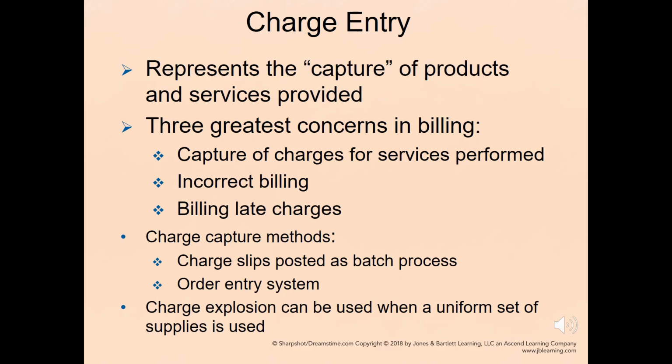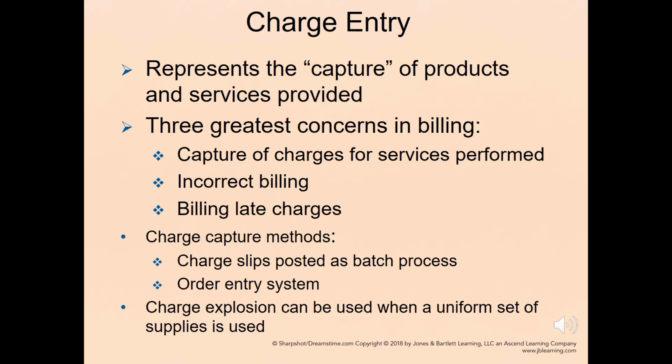The charge entry function represents the quote-unquote capture of products and services that are provided. The 3 greatest concerns in billing are the capture of charges for services performed, incorrect billing, and billing late, or billing late charges.